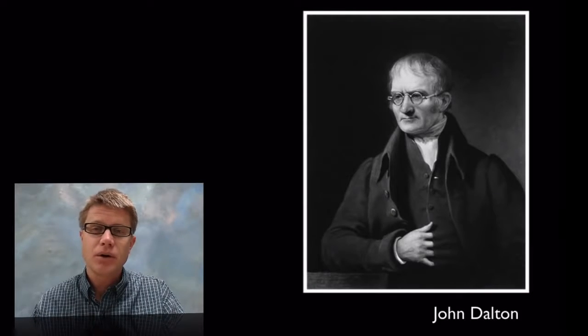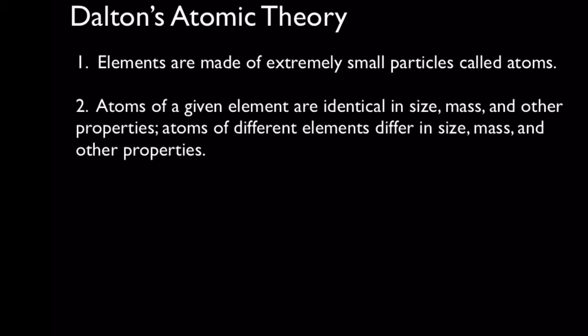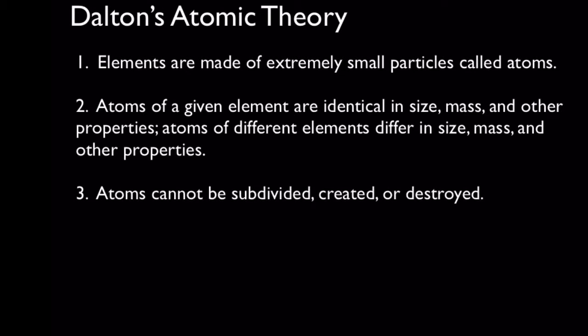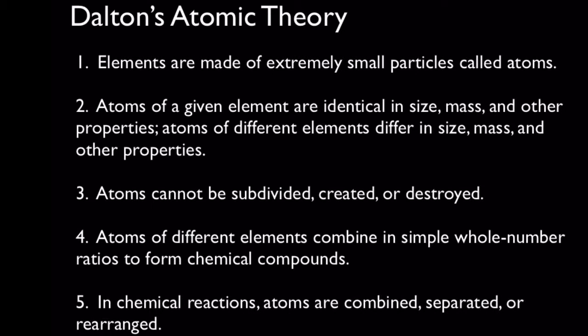And so let me go through that. And what I want you to think about is which of these have we changed over the last 200 plus years? He believed, number one, that elements are made of extremely small particles called atoms. He believed that atoms of a given element are identical in size, mass, and other properties. Atoms of different elements differ in size, mass, and other properties. He believed that atoms cannot be subdivided, created, or destroyed. He believed that atoms of different elements combine in simple whole number ratios to form chemical compounds. And then number 5, in chemical reactions, atoms are combined, separated, or rearranged.